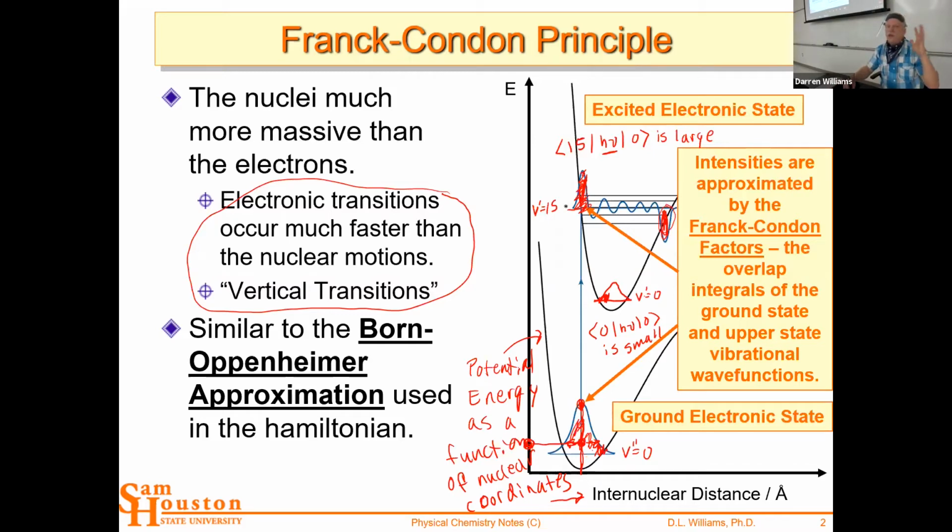Yeah, so that overlap of the wave functions is the transition dipole moment integral. We're taking those wave functions times each other. And if you have big numbers times big numbers, you're going to have a big result. And if you have a big number times a tiny little number, you're not going to have a very big result. Does that make sense?